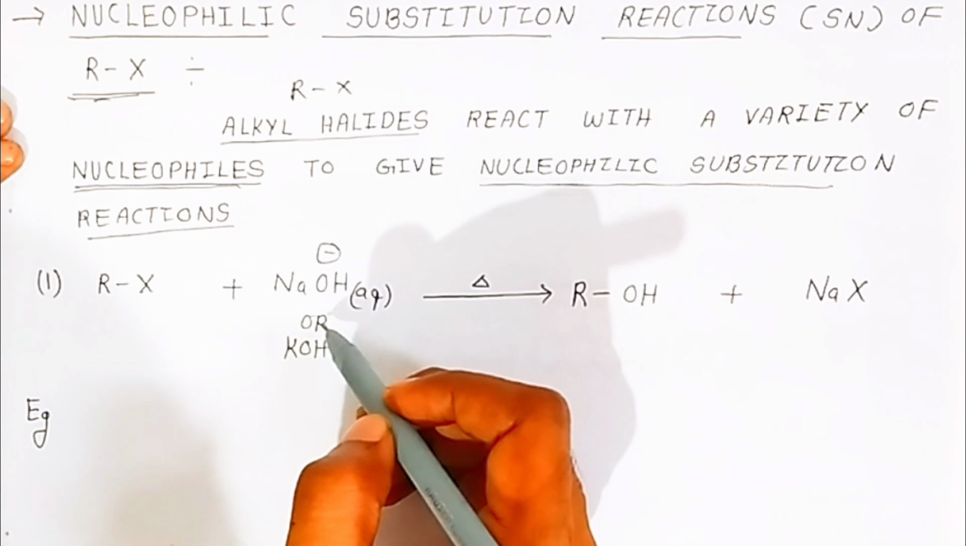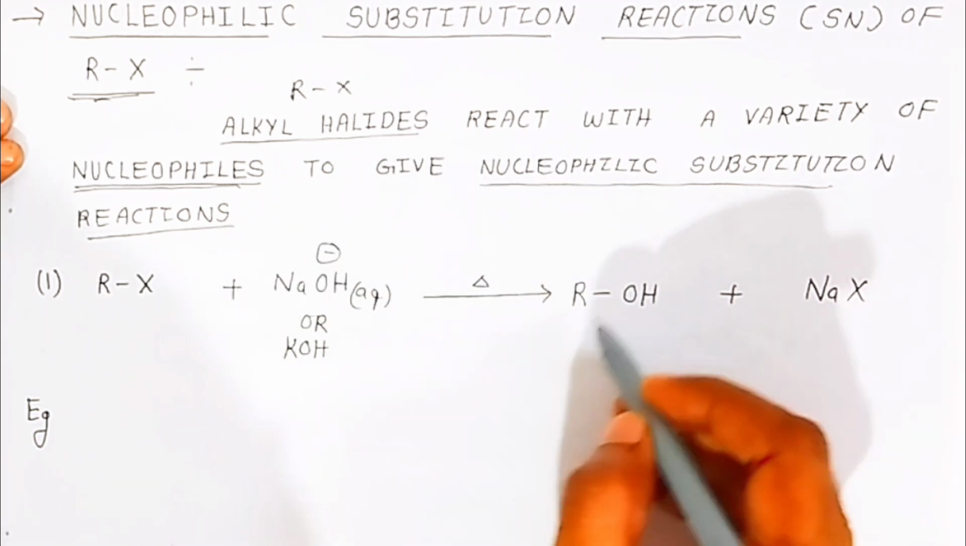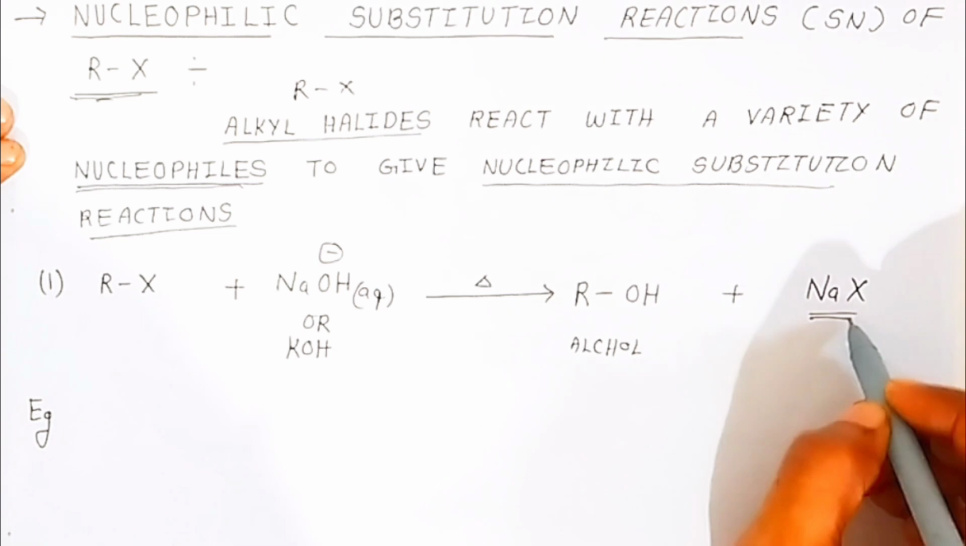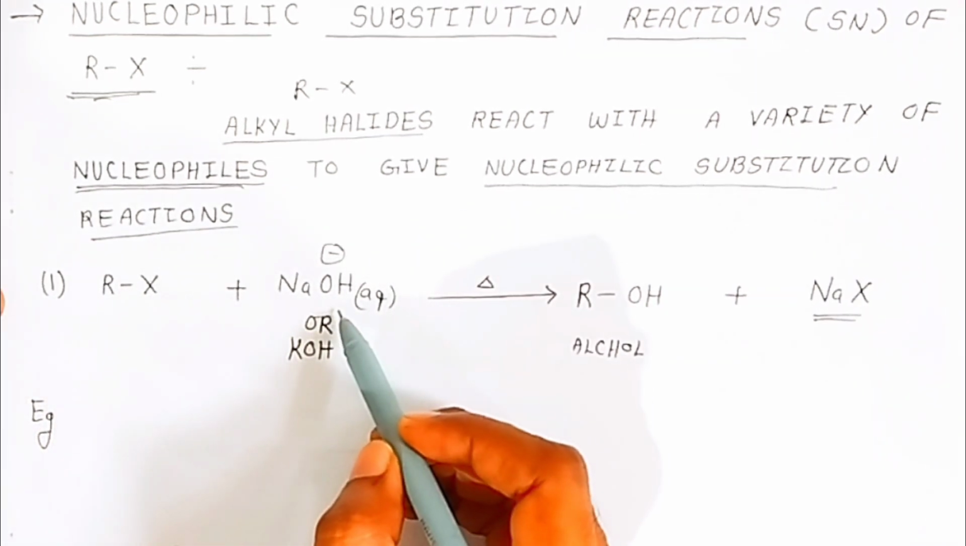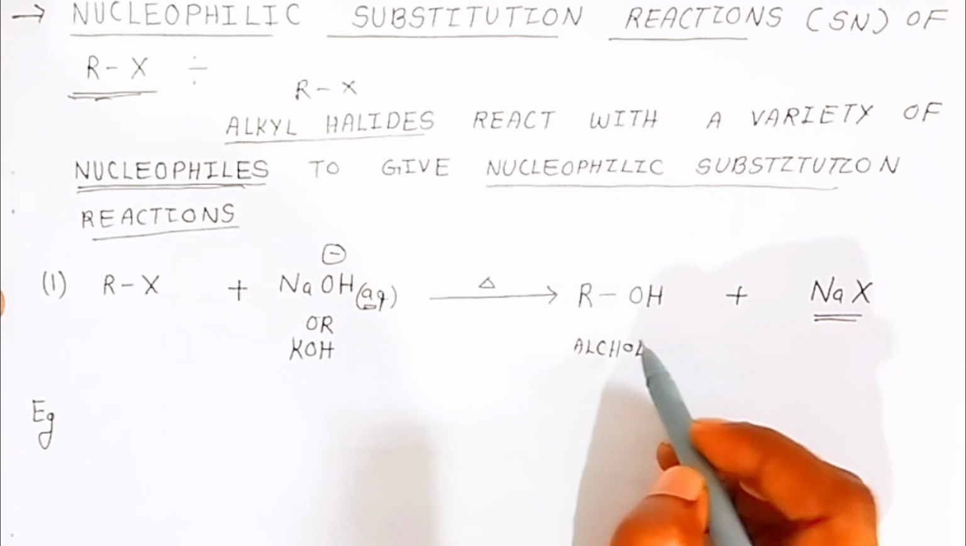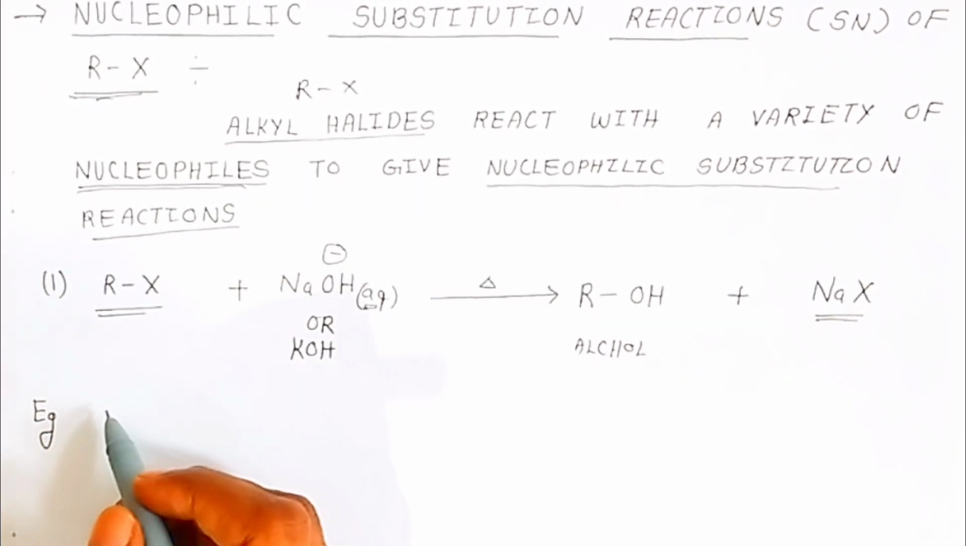So these two reagents will provide hydroxyl ions. They will react with the alkyl halide and they will form alcohol. And there is a formation of sodium halide. So this is the general reaction students. When alkyl halide reacts with aqueous NaOH, it will give you alcohol. Now in general we can take students, instead of alkyl halide, say for example I am taking ethyl bromide.